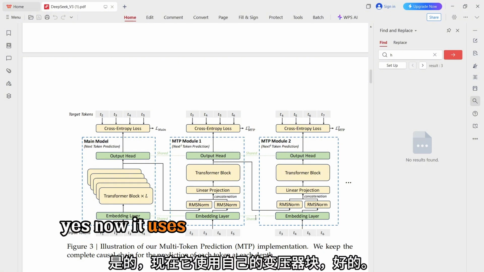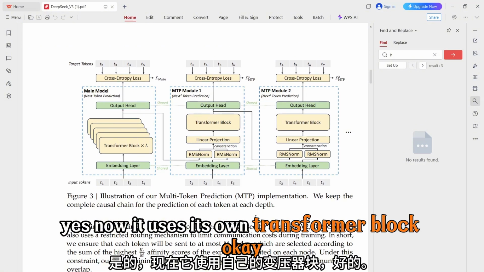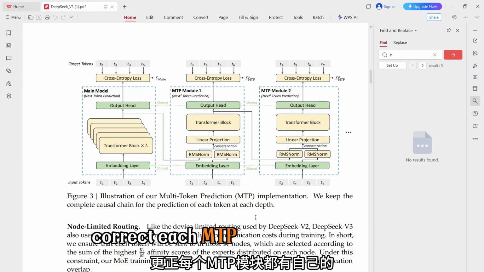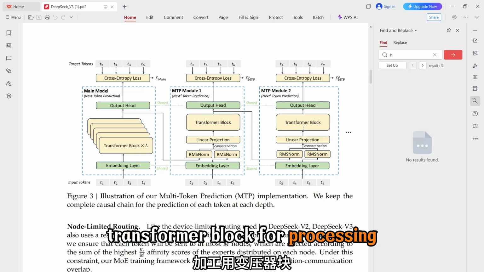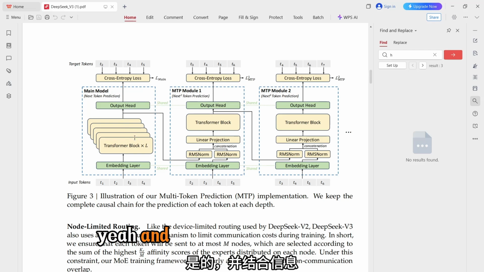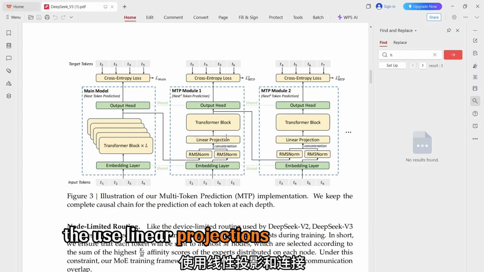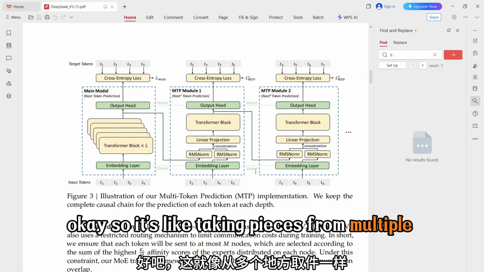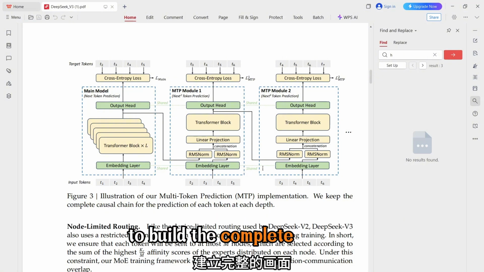Yes, now it uses its own transformer block. Okay, so it's not sharing the same transformer block as the main model. Correct. Each MTP module has its own transformer block for processing. Okay, so that's how they keep the predictions distinct for each token. Yeah, and to combine the information, they use linear projections and concatenation. Okay, so it's like taking pieces from multiple places to build the complete picture.